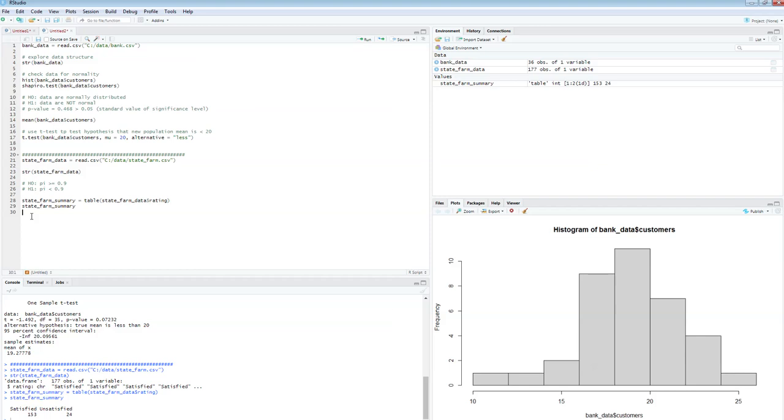But I'm testing the hypothesis about the proportions, not the counts. So therefore, let me go ahead and calculate the proportions. State Farm, let me call it proportions, right?